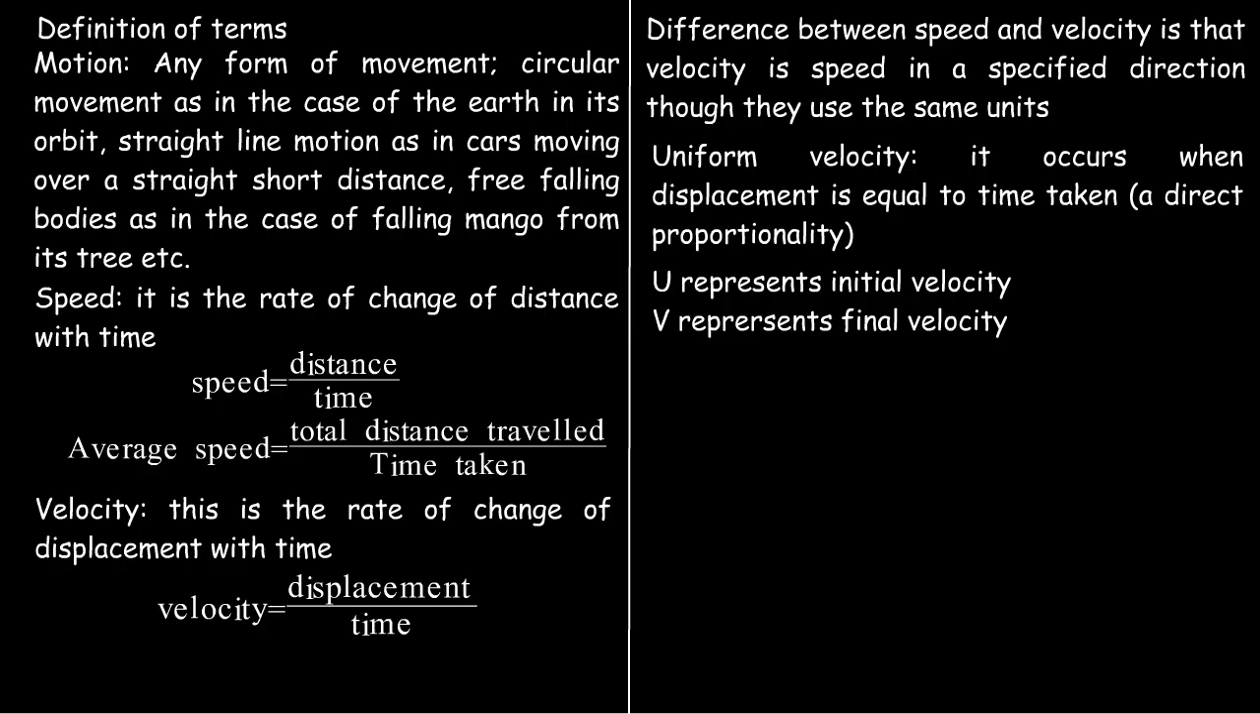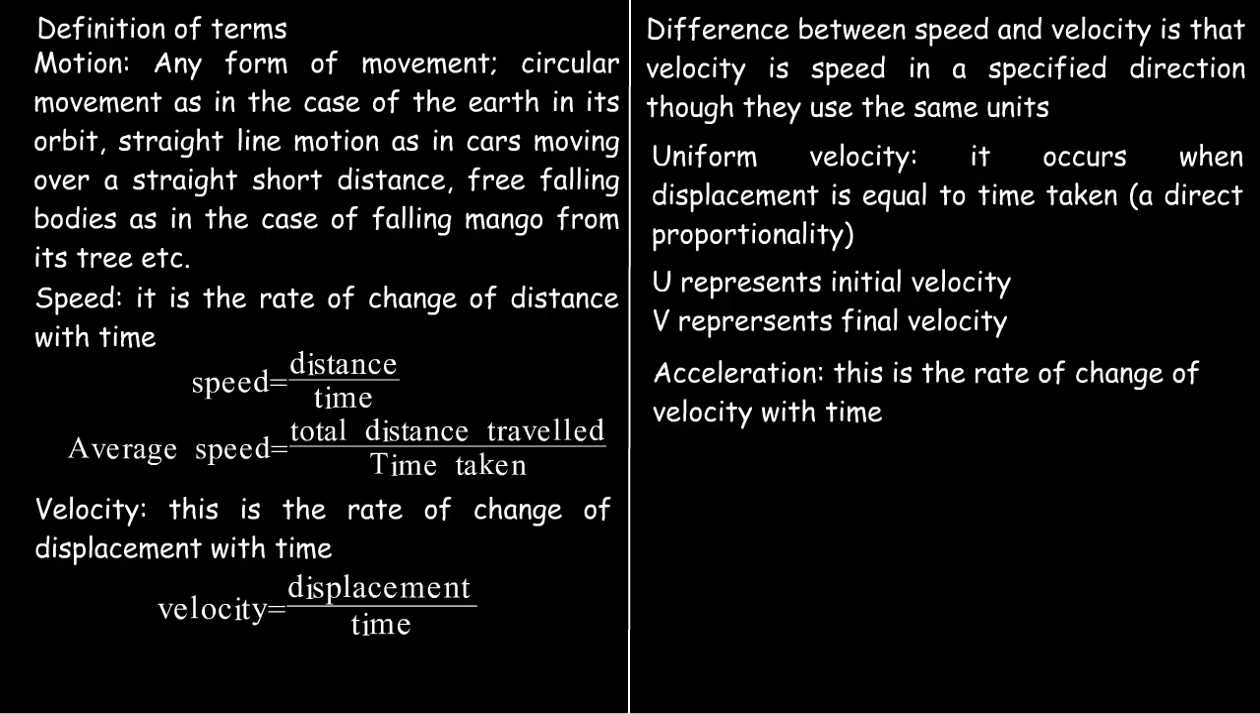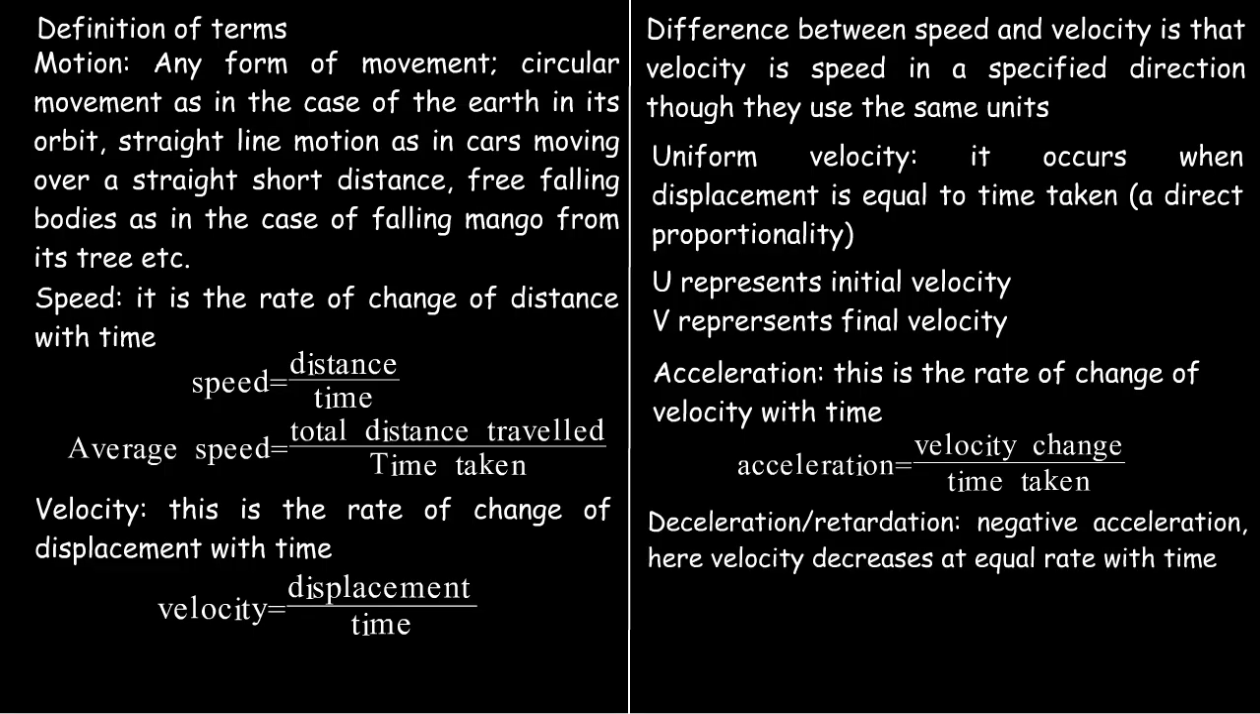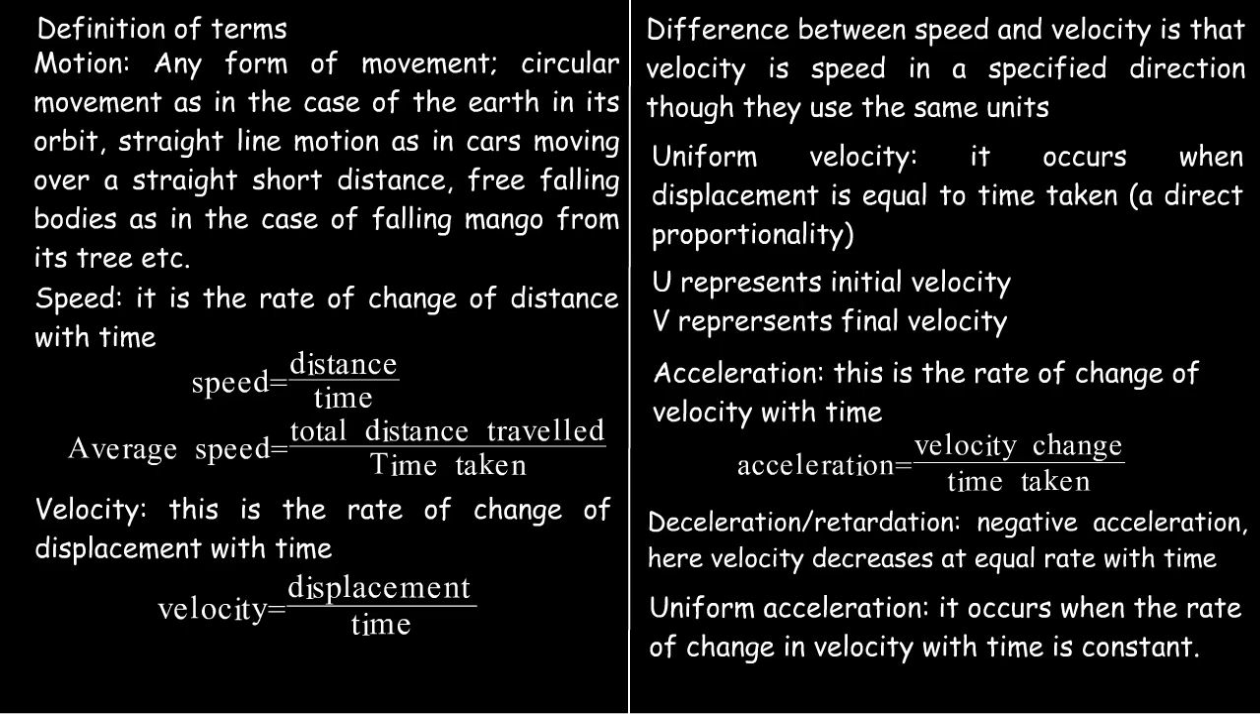The next term is acceleration. This is the rate of change of velocity with time. That is, acceleration is equal to velocity change divided by time taken. Another term we have is deceleration, also known as retardation. This is also commonly known as negative acceleration. Here velocity decreases at an equal rate with time. The final term we are explaining is uniform acceleration. It occurs when the rate of change in velocity with time is constant.